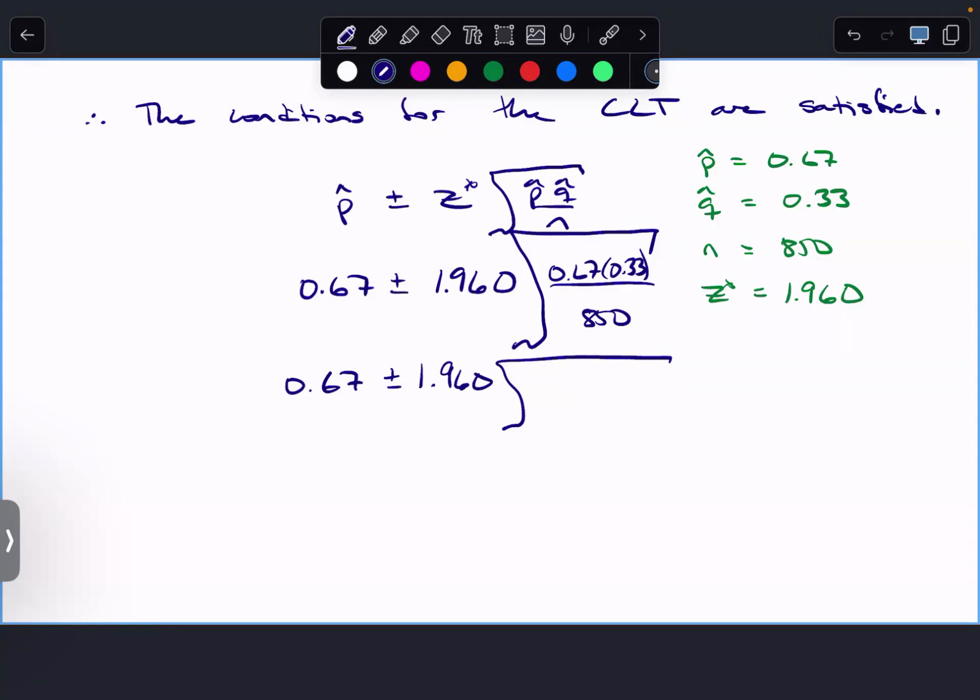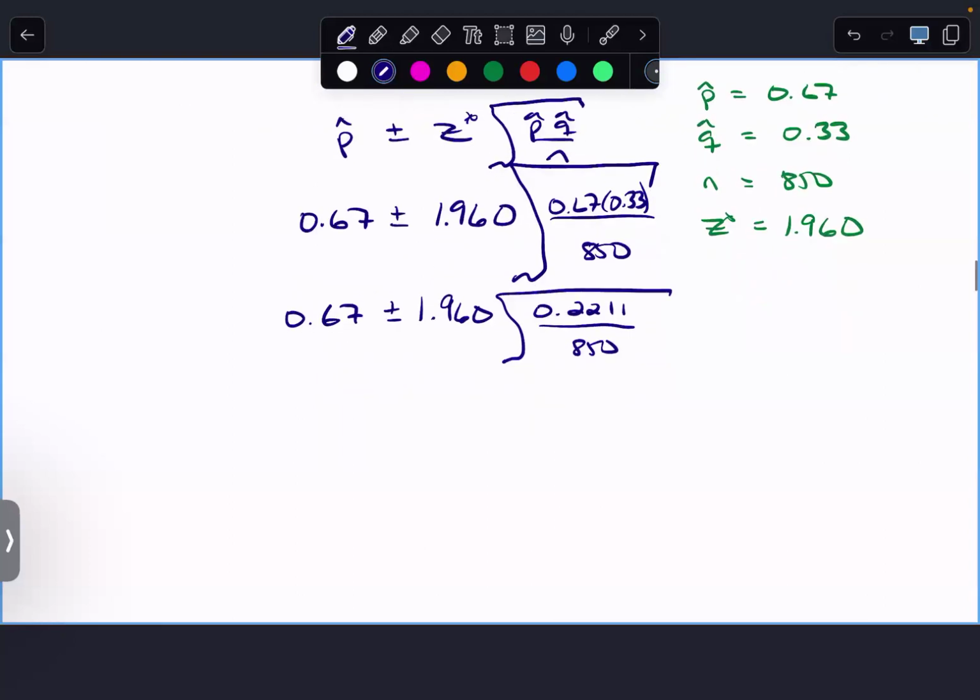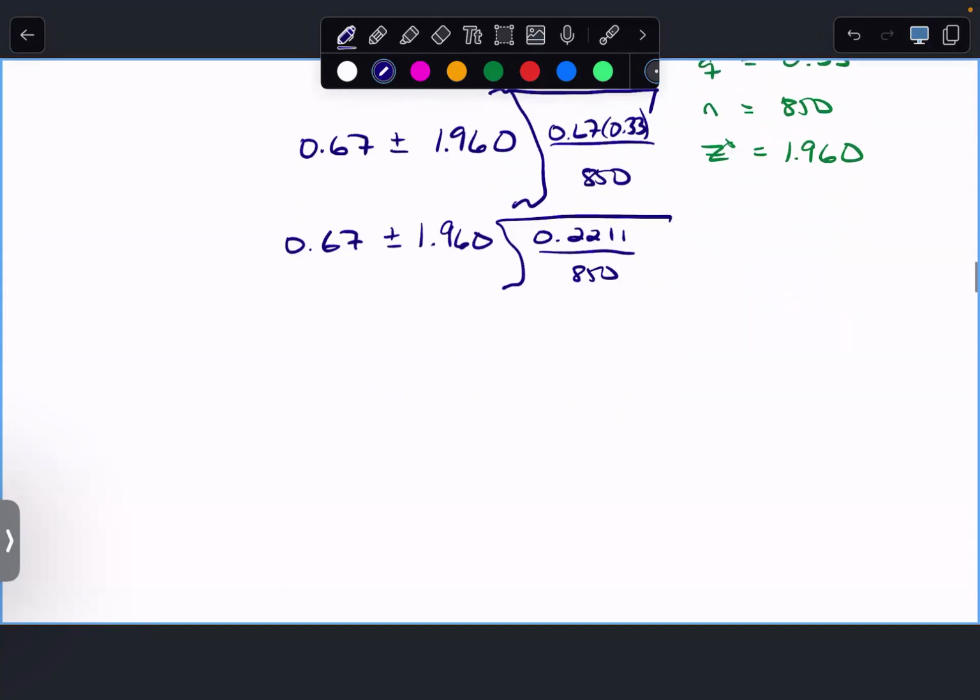So 0.67 times 0.33, that's our first step, right? We need to multiply the numerator before I can divide, though it doesn't matter because multiplication and division are at the same level, but for simplification I'll do the multiplication and then the division. So 0.2211 divided by 850. Of course, you can skip to the very end if you want. But like I said, I just want to show you. Sometimes it's been a while for order of operations. This becomes a very small number and the calculator gives it to me in scientific notation, so I have to move my decimal: 0.0002601176471.